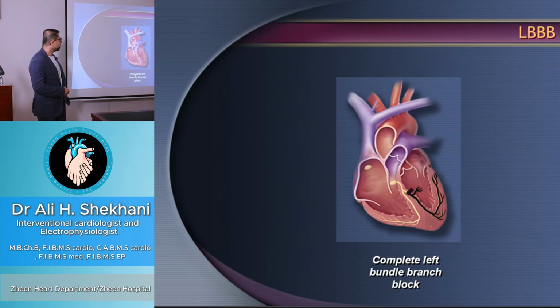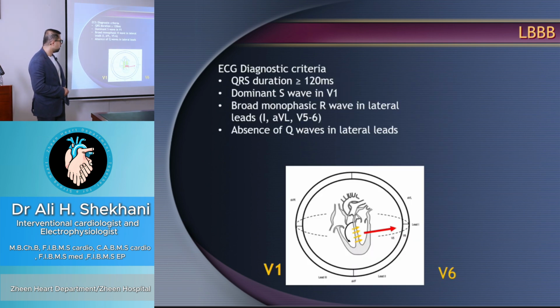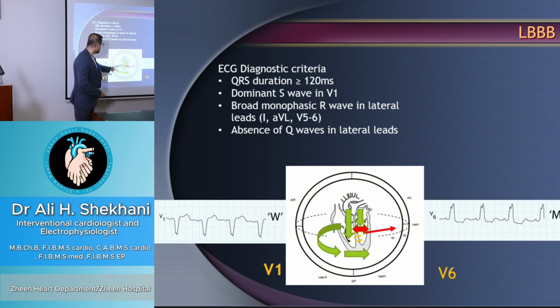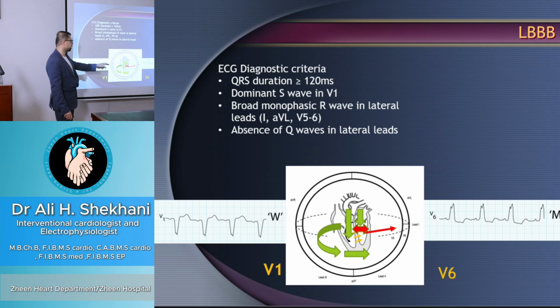In general, whenever you have left bundle branch block, as in this figure, the depolarization has to complete the right side and then shift to the left in this direction. That's why the time delay represents the widening of the QRS complex. And as the direction of electricity is toward V5 and V6, they are expected to be positive and V1 becomes negative. So the criteria: there should be more than 120 milliseconds, dominant S in V1, dominant R in V5 and V6, and absence of any septal Q wave.